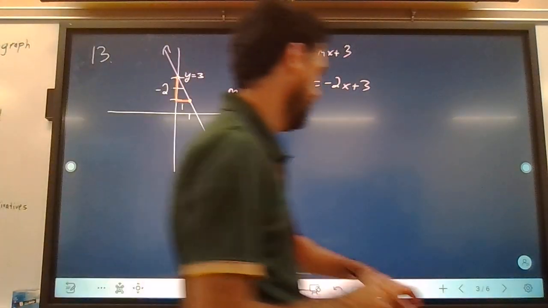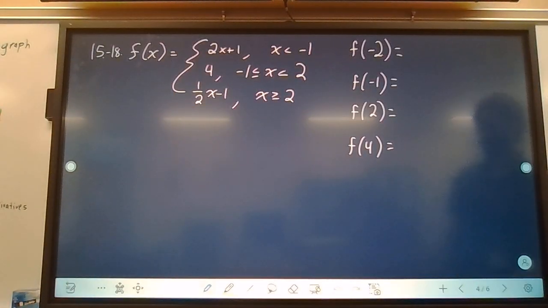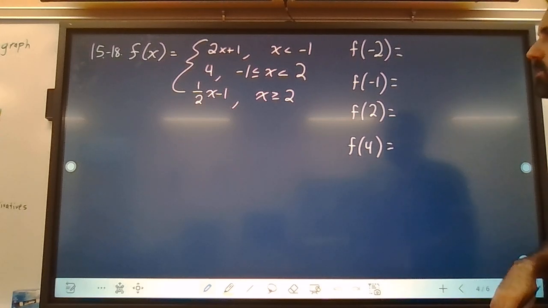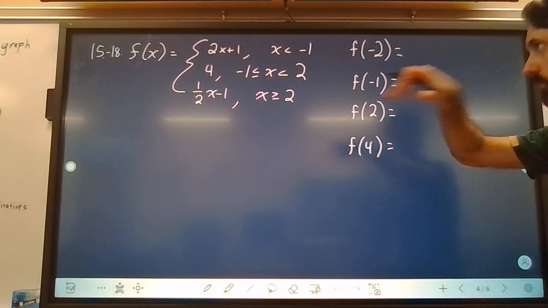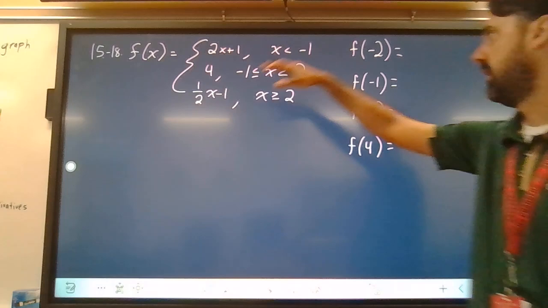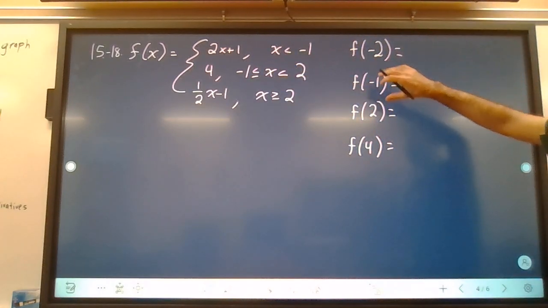All right, so that's 13. Again, I'm skipping 14. 15 through 18 should be pretty quick here. So we're given a piecewise function with 3 parts, and we're asked to evaluate all of these values here. So we're going to start with f of -2.